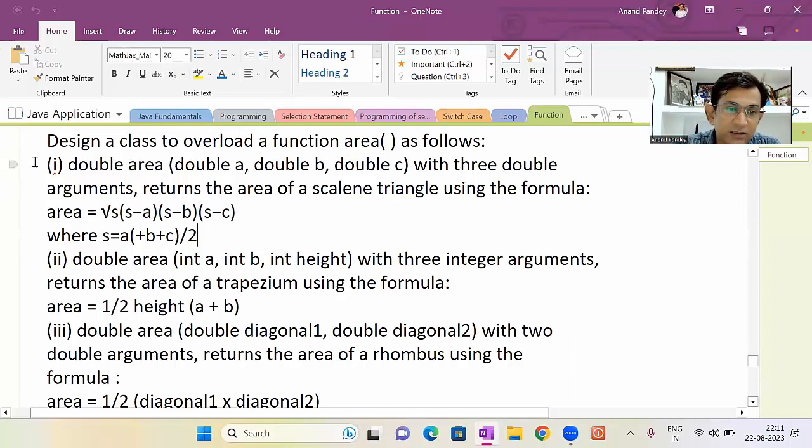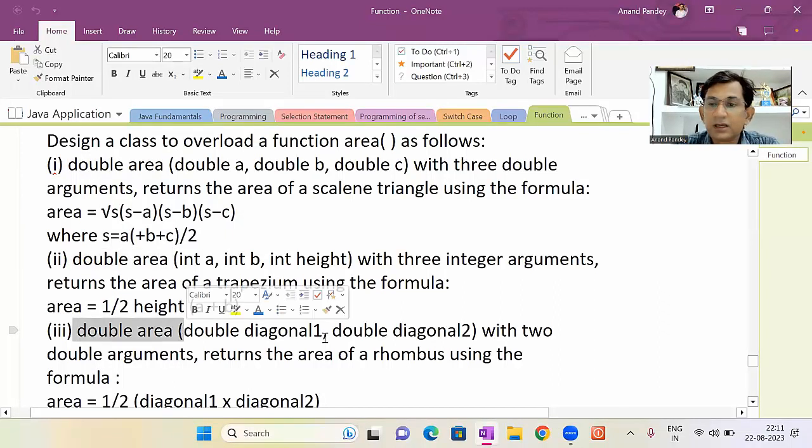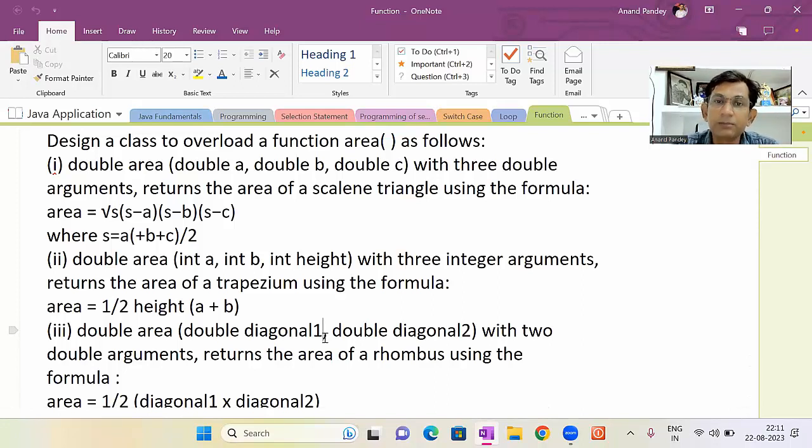You can see here 3 functions are given to define. This area, and this area. In the previous video, I have taught you what is function overloading. Defining more than one function of the same name and with different parameter lists is called function overloading. Here you can see the names of all 3 functions are the same. What is that? Area. But their parameter lists are different.